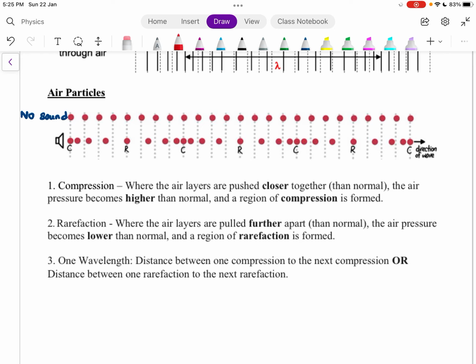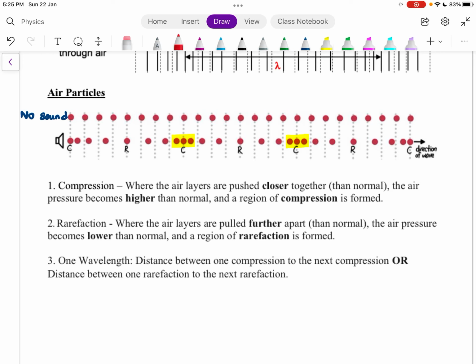After that, I put a speaker, so the speaker will cause disturbance to the air particles. You can see that the particles right here are clustered together. The particles right here are clustered together, right? So this is known as your compression. But where is the center of the compression?